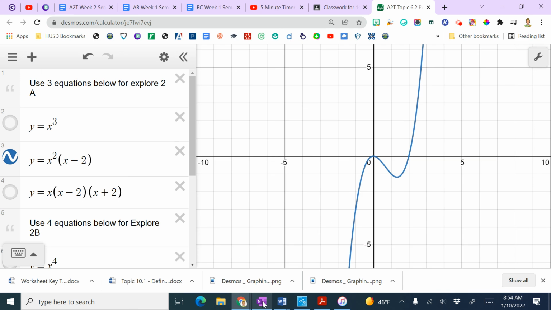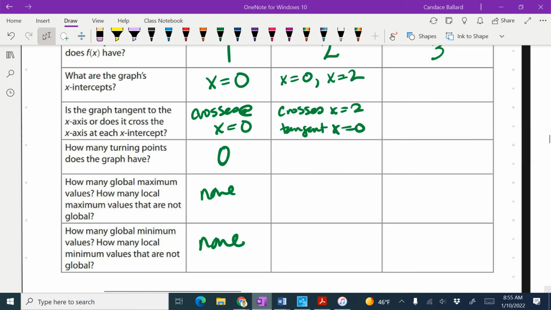All right, let's count the turning points. So how many times does it turn directions? It goes 1 turn there and then 2 right there. So it goes from up to down and then down to up. All right, so 2.